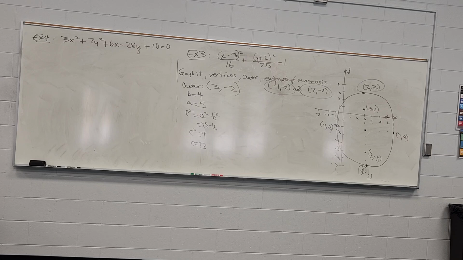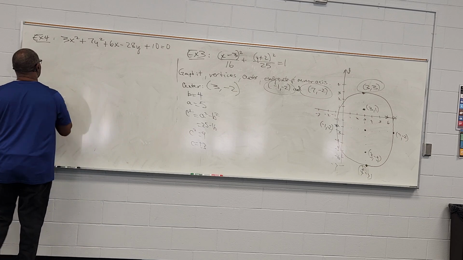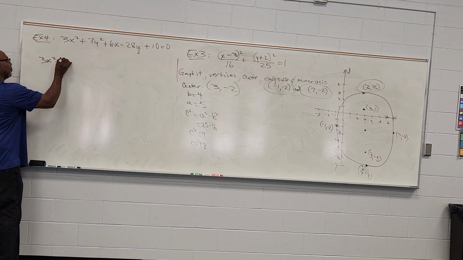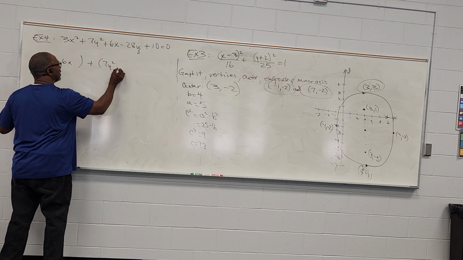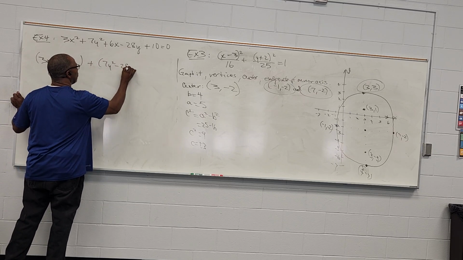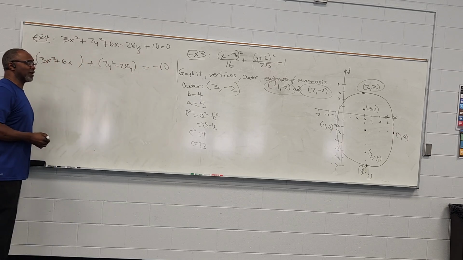But my problem is it's not in standard form, and what we want to do is put it in standard form. So let's gather the x terms together: 3x squared plus 6x. Gather the y terms together: 7y squared minus 28y. And this 10, I'm going to take to the other side. I'm going to subtract 10 from both sides.